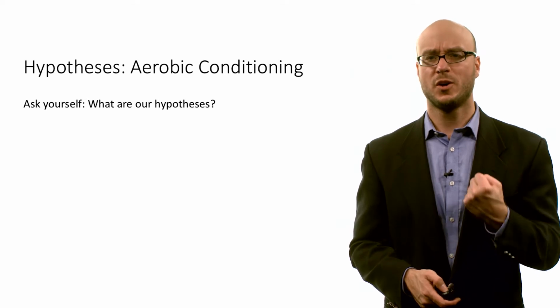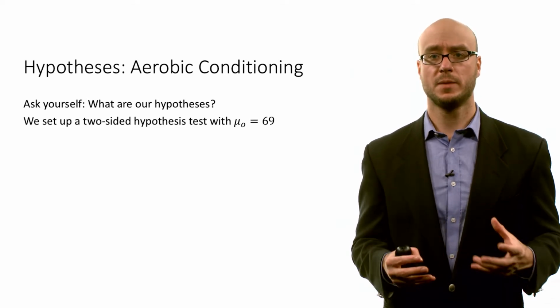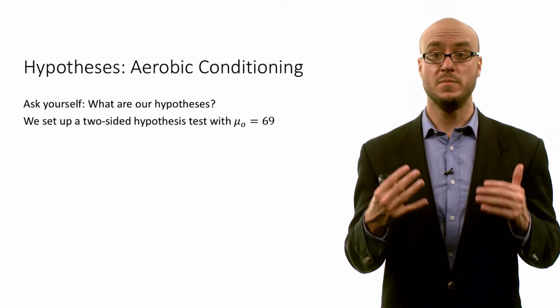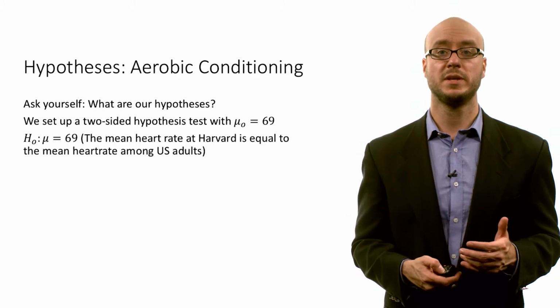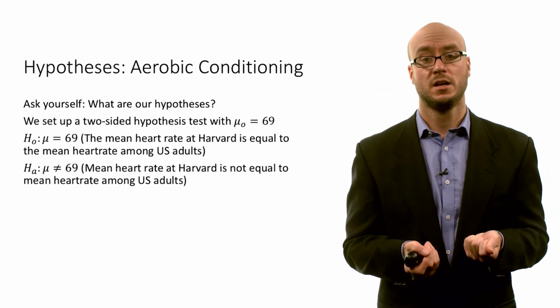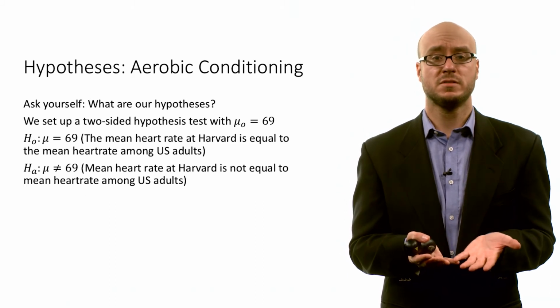So first of all, what are the hypotheses? We're going to set up a two-sided test. And the claimed value here is that the mean heart rate is 69 beats per minute. So somebody's claiming, I think the mean heart rate at Harvard is just the same as the mean heart rate among all people living in the United States. So the null is that the population mean of Harvard students equals 69 beats per minute. We get that value of 69 beats per minute because that's the value of all people living in the United States.